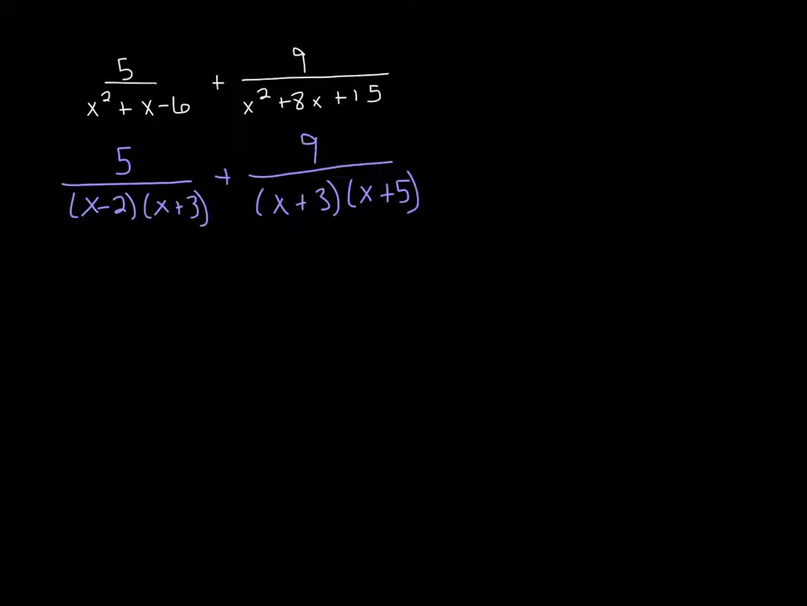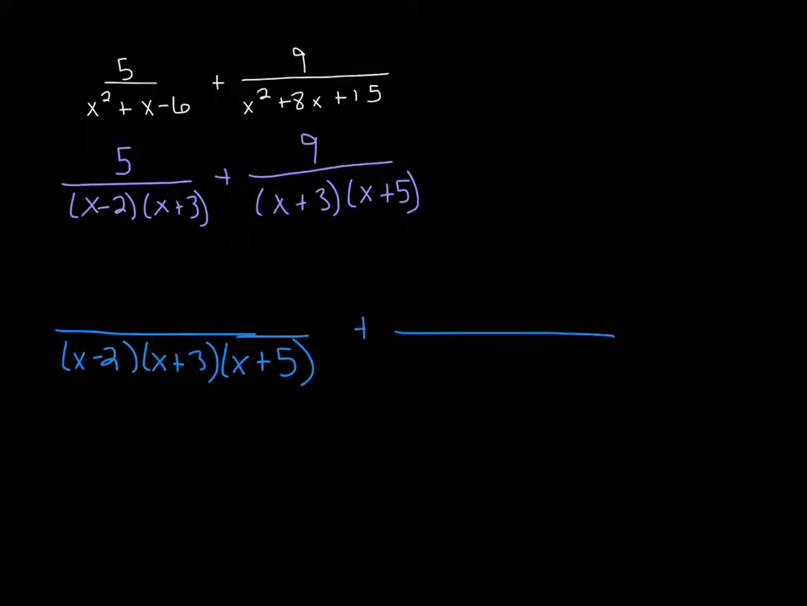Okay, now we can look for our common denominator. So basically every group that appears anywhere in the denominator needs to be included in the common denominator. So we have an x minus 2, we have an x plus 3, we have an x plus 3 again, but it's in a different fraction, so you don't need to include it twice, and then an x plus 5. And then, of course, it's a common denominator, so it's the same thing over here.